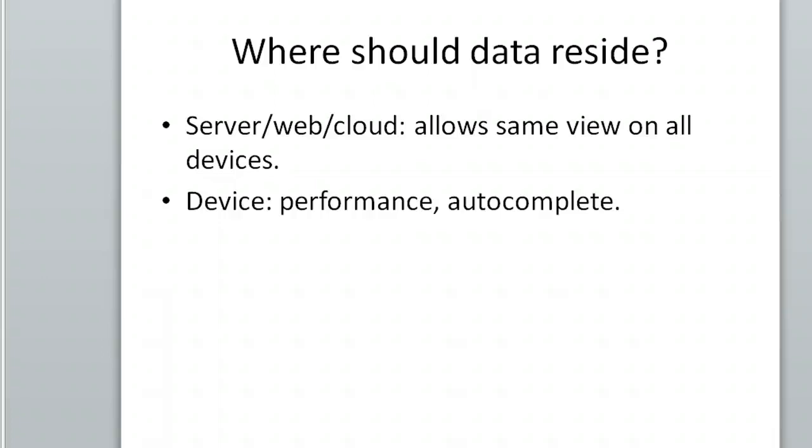But now on the flip side, if we do have the data on the device, then it's going to be a little bit better performance because we're not going to have to go over the network to get data every time we need it. And also, the quality guidelines for Apple indicate that if you have an autocomplete text, you should source that autocomplete text from local data. So both having the data stored remotely and having it stored locally, both of these options have advantages and disadvantages.